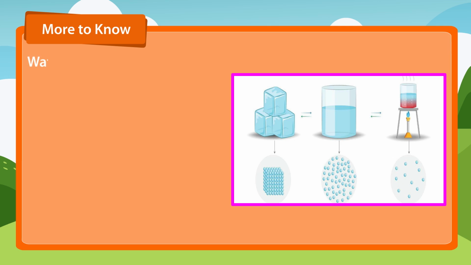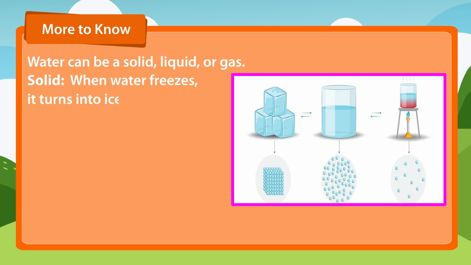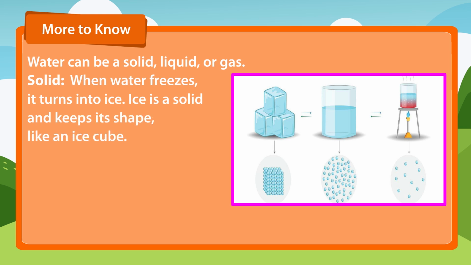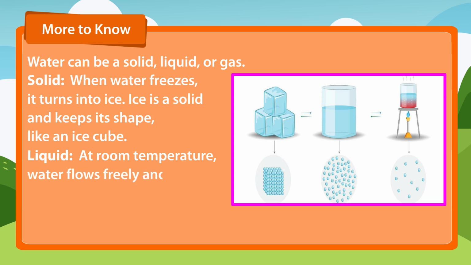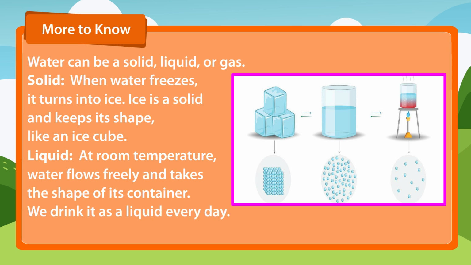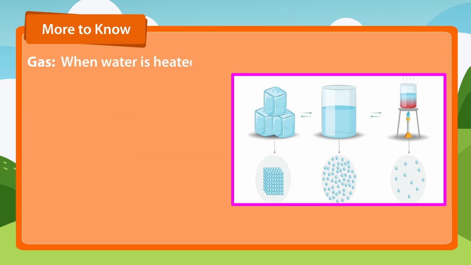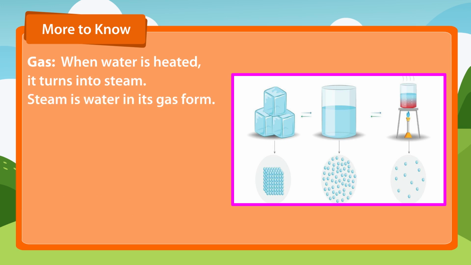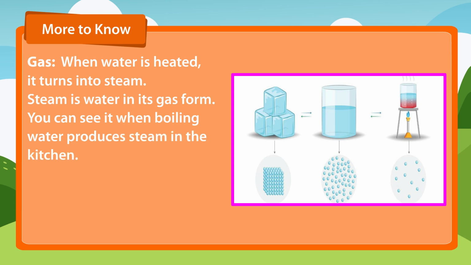More to know: water can be a solid, liquid, or gas. Solid: when water freezes, it turns into ice. Ice is a solid and keeps its shape, like an ice cube. Liquid: at room temperature, water flows freely and takes the shape of its container. We drink it as a liquid every day. Gas: when water is heated, it turns into steam. Steam is water in its gas form. You can see it when boiling water produces steam in the kitchen.